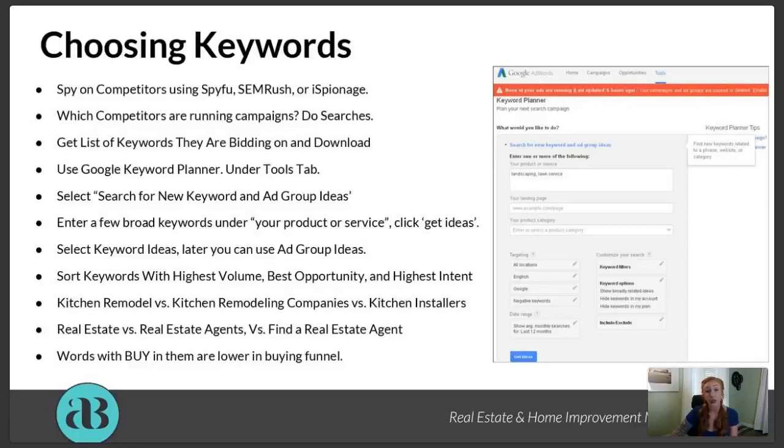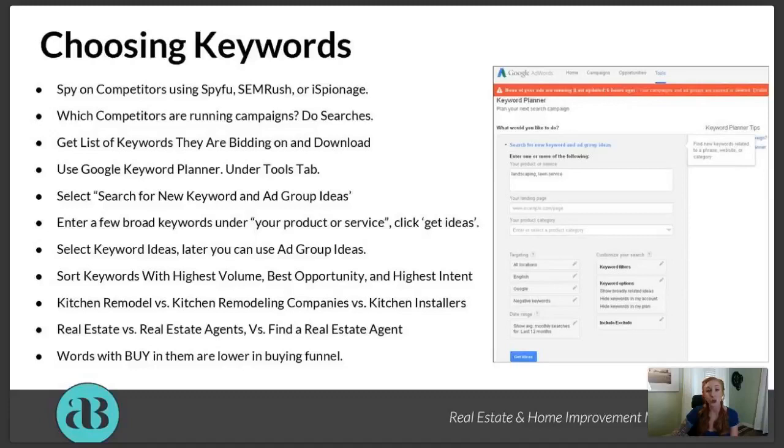You can put in keywords for a variety of services or products that you offer, and that's going to be a great starting tool for you. So what you're looking for are keywords that have the highest amount of search volume per month, that have the best opportunity or the highest intent.